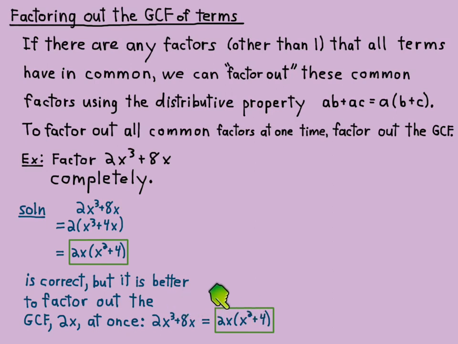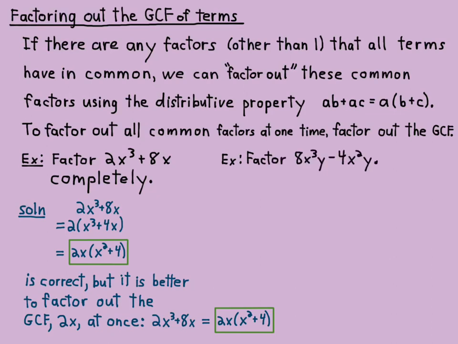And then whenever you do this, double check. Just do this all the time. Even if you feel you're good at it. You go 2x times x squared is 2x cubed, right? Because x times x times x is 3 factors of x, x cubed. And 2x times 4 is 8x. Always check that by multiplying it out, okay, to see if you factored it right. So that's completely factored.